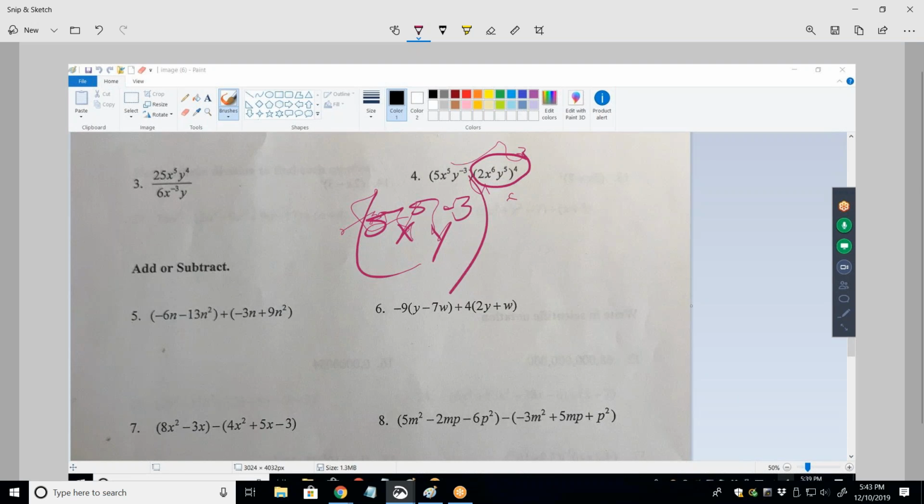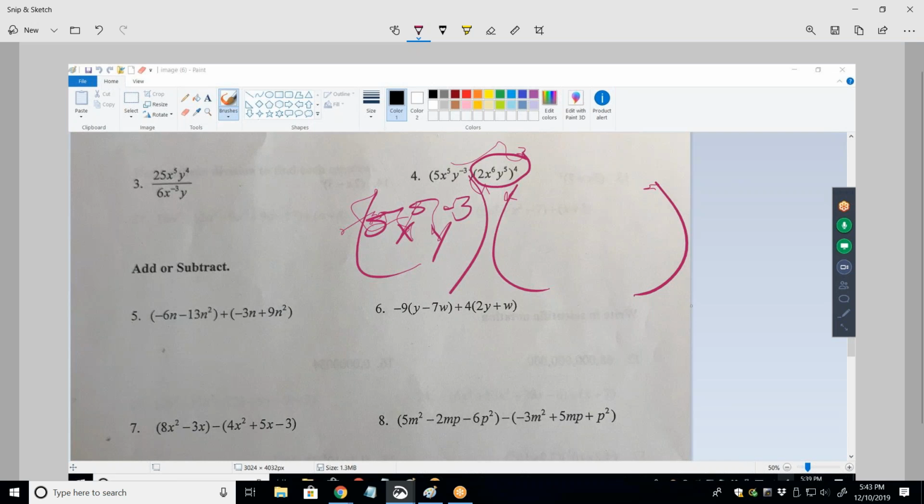Apologize for all the scribbling. Take what's inside the parentheses and take it to the 4th power. What do you end up with? In other words, you still want to do PEMDAS. You still want to do parentheses and exponents first, and then multiplication and subtraction and so forth. So take what's inside the parentheses and take it to the 4th power.